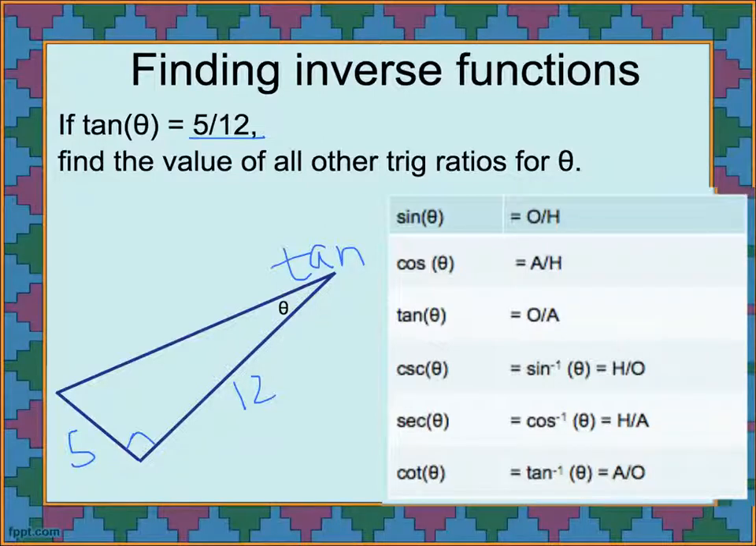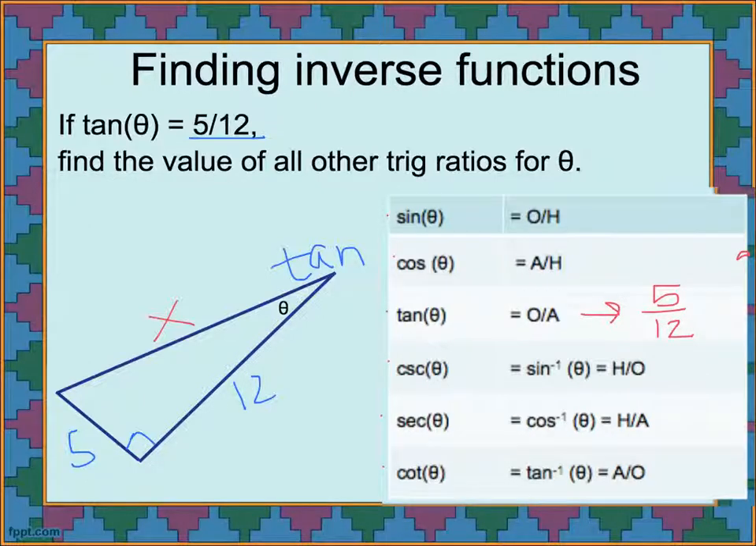So the first thing that we have to do in this problem, before I can fill in sine, cosine, tangent, cosecant, secant, cotangent, is find my missing variable right here. But for now, let's fill in the ones that we know how to do. So tangent, which is right here, is opposite over adjacent, so that would be 5 over 12.